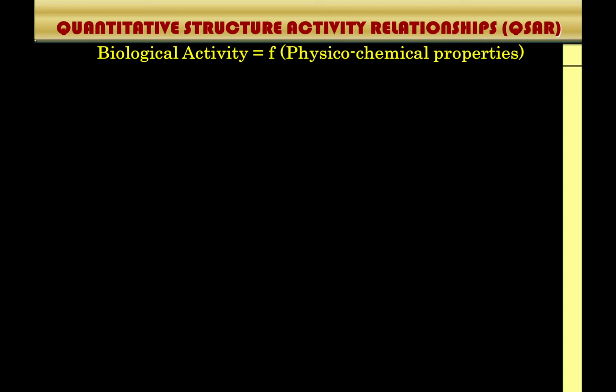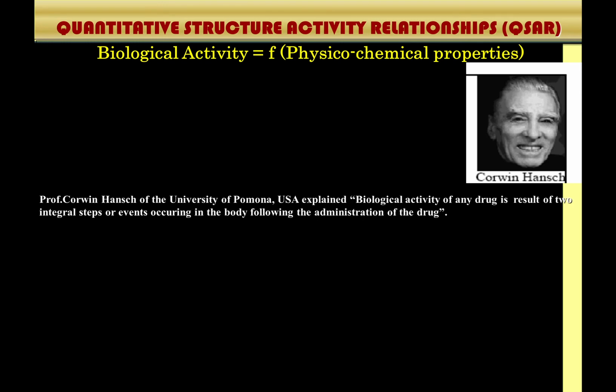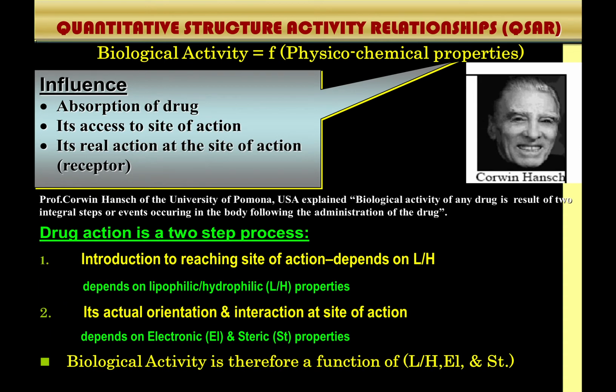Basically it was propagated by Corwin Hansch that biological activity is a function of the physicochemical properties of molecules. Sir Corwin Hansch from Pomona College, USA, explained that the biological activity of any drug is a result of two integral steps or events occurring in the body following administration of the drug. First, after administration it gets absorbed and reaches the site of action, and second, its real action at the site of action. So let us explain these two steps of Hansch in more detail.